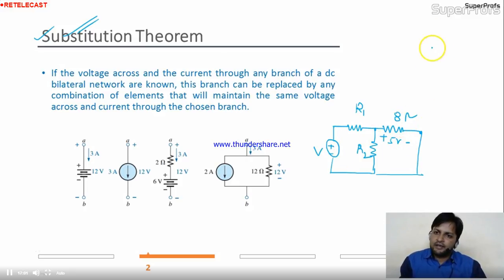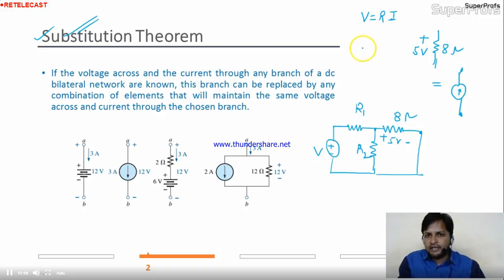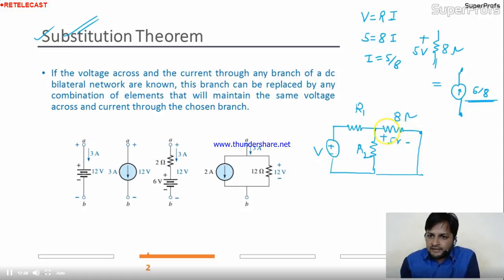Actually, we have resistance 8 ohm. Across this 8 ohm we are having 5 volt. So can I replace this entire element by only a single current source by the relation V equal to Ri? What is the V? We have 5. What is the R? 8. What is the I? I is nothing but 5 by 8. So I can replace this branch by a 5 by 8 current source, and the direction of current will be this side. Then only the drop will be like this.